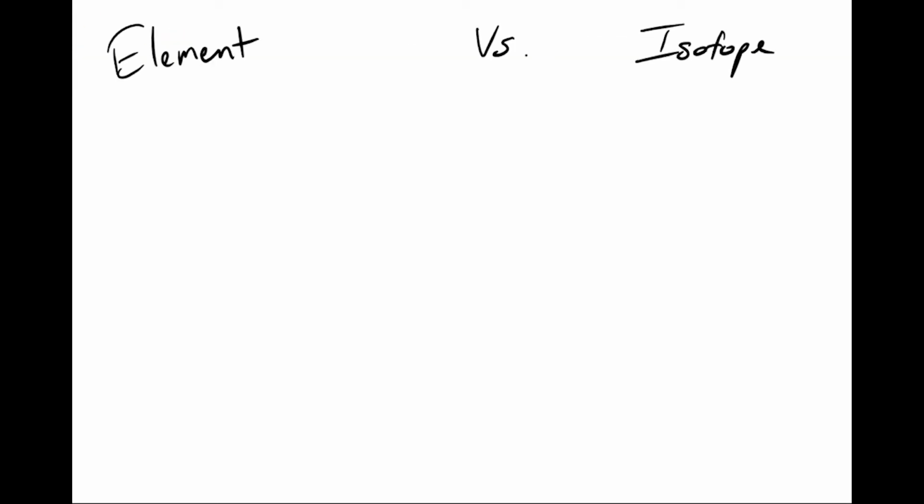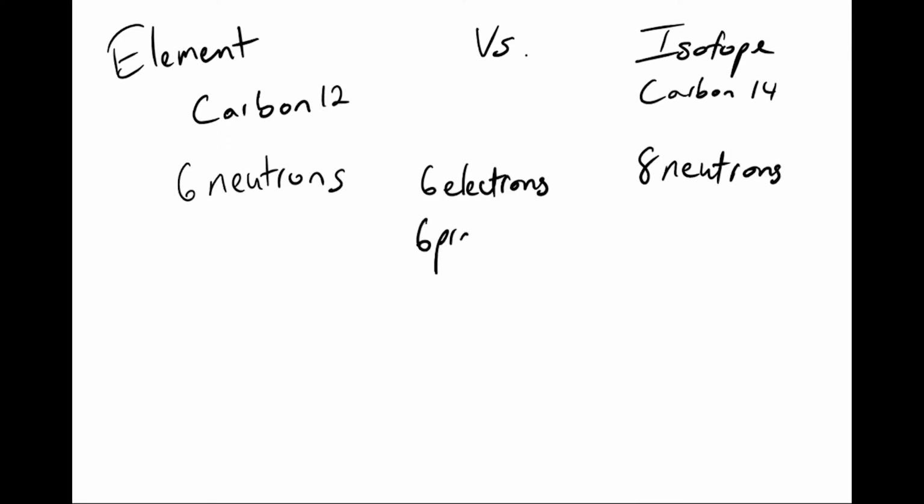An isotope occurs when an atom has a different number of neutrons. An ion occurs when an atom loses or gains an electron.